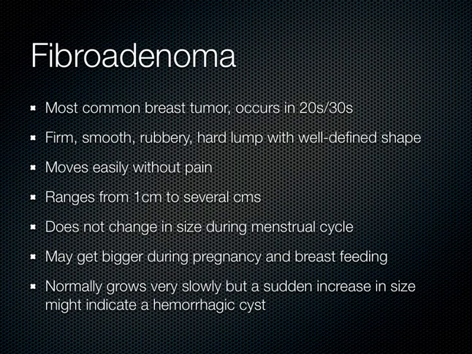Now, fibroadenomas are the most common breast tumors. They usually occur in younger women, aged 20s and 30s. You get this smooth, firm, rubbery, hard lump with a well-defined shape to it. It moves easily without any pain. It ranges from 1 centimeter up to several centimeters.